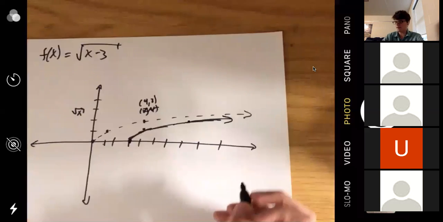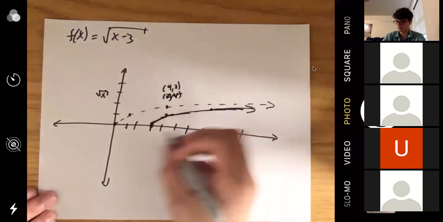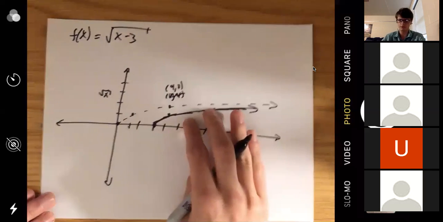So this is the square root of x minus 3. This is what it looks like. It looks the same as this graph. It's just shifted over 3.